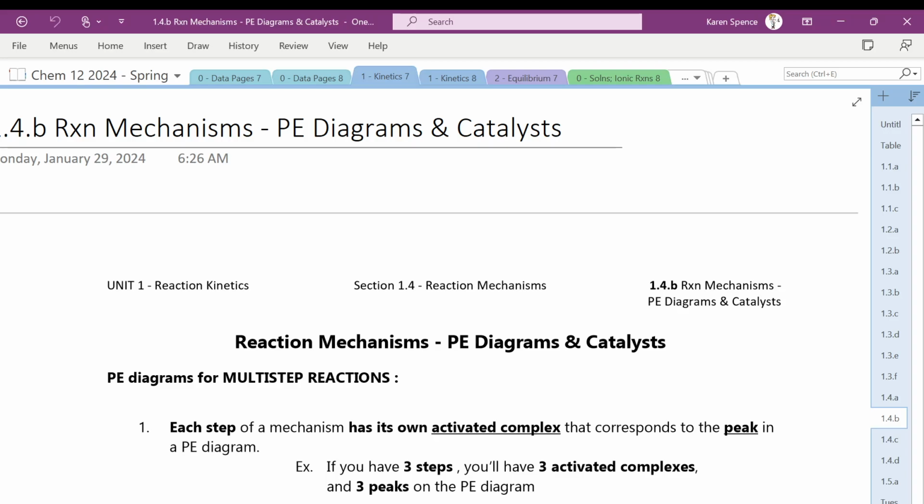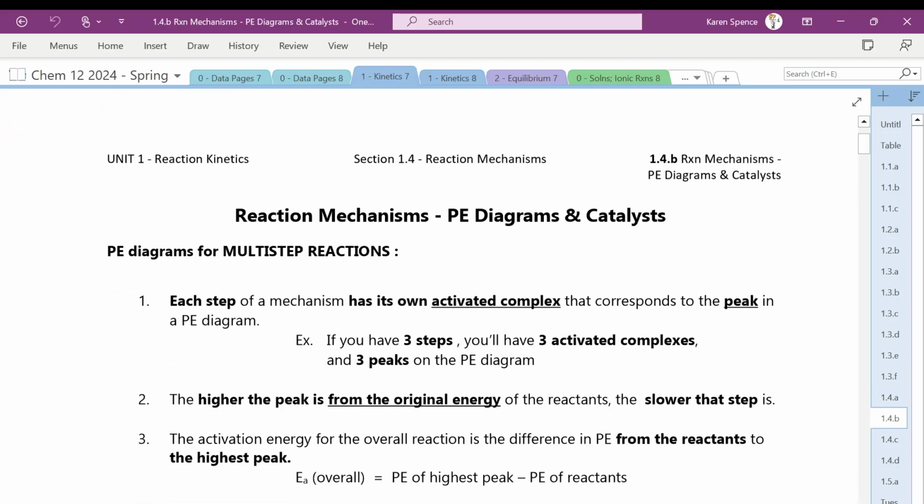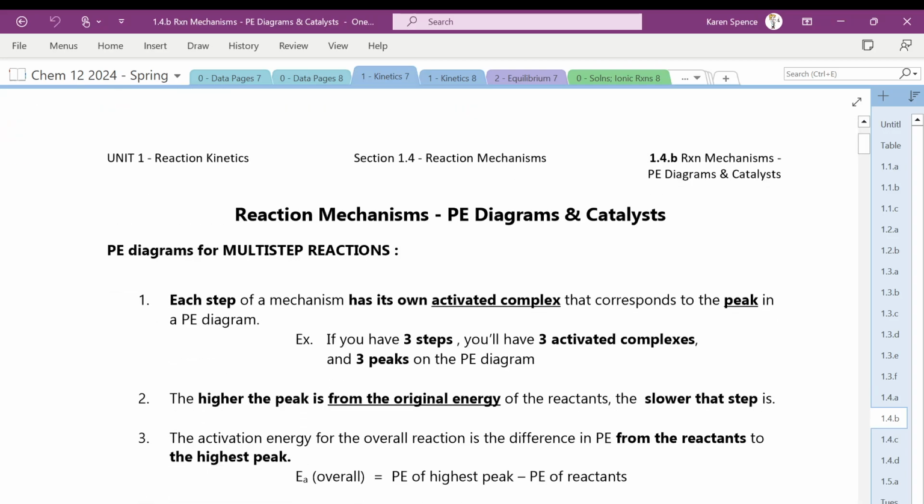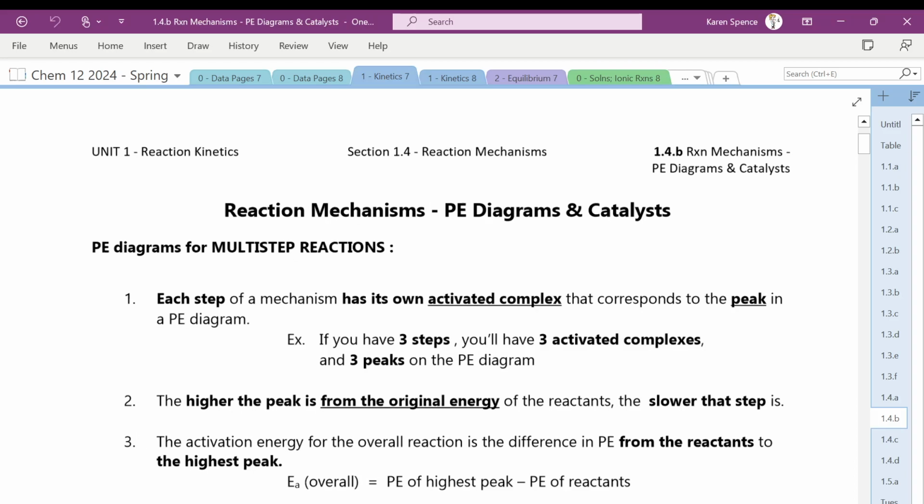Page 89. So, reaction mechanisms. We will be looking at potential energy diagrams for multi-step reactions. So we're putting together the potential energy diagram with the reaction mechanism. Okay, so combining two things.